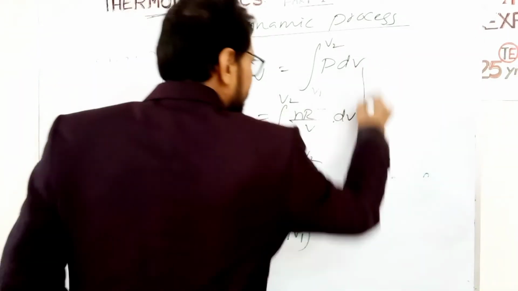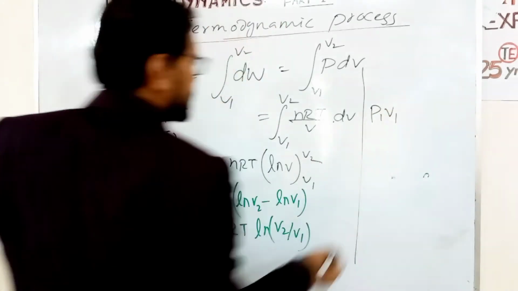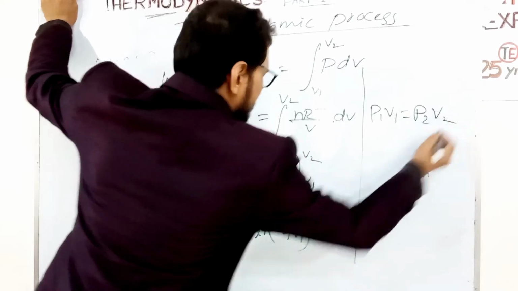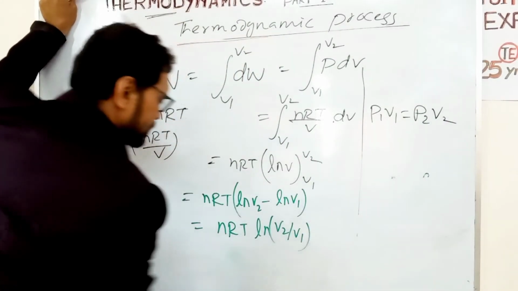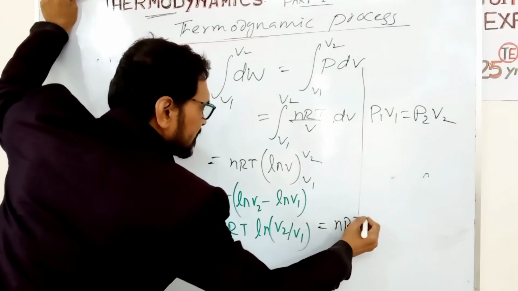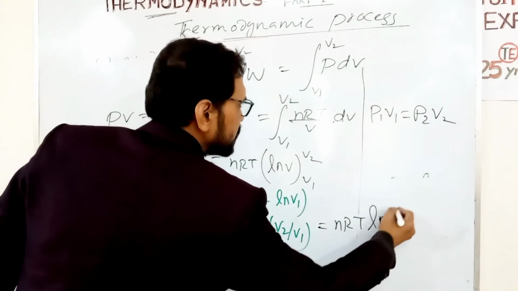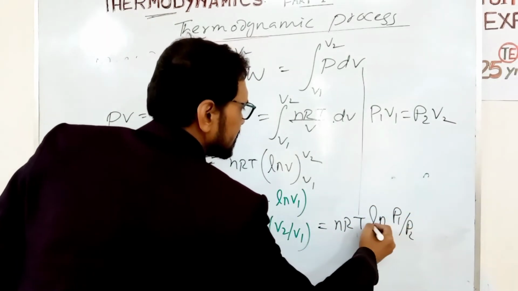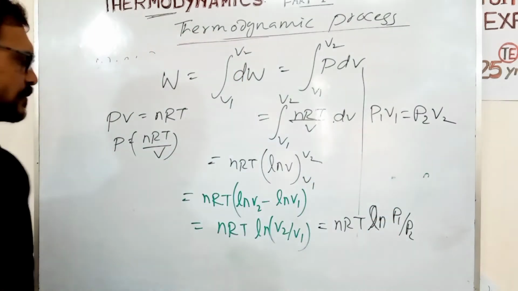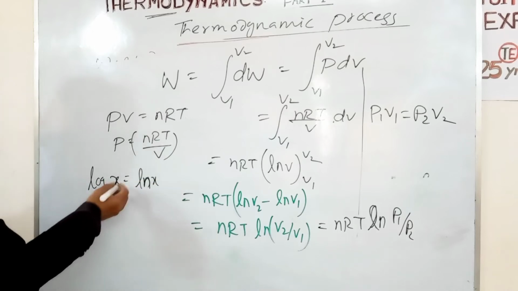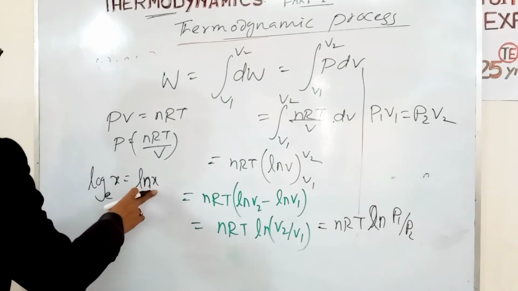So as P1 V1 equal to P2 V2, this we can take as log V2 by V1, ln P1 by P2. This is called ln. Ln means when the base is e, we take this ln x.